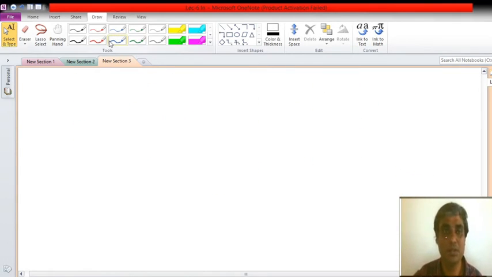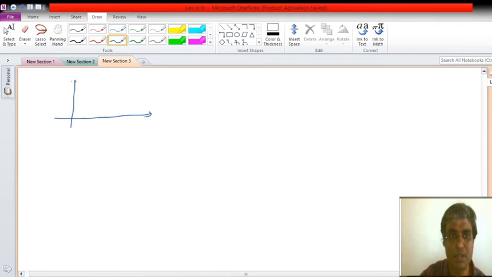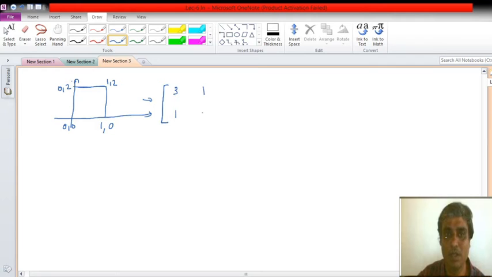This is very interesting, right? Okay. So suppose I have the same pulse whose area is, say, 0, 0 is a point, this is 1 comma 0, this is 0 comma 2, and this is 1 comma 2. And onto this, if I apply the transformation matrix, that is 3 1 1 and 2, I would like to find out what is the resultant of it.